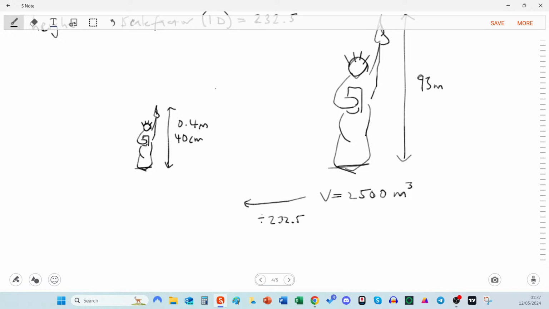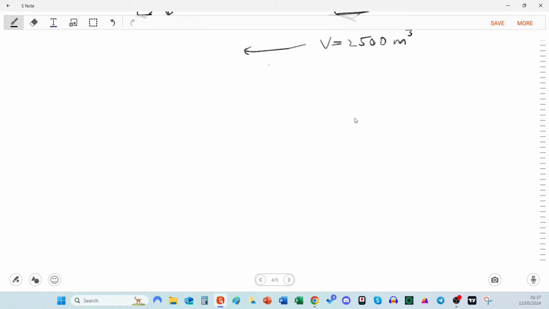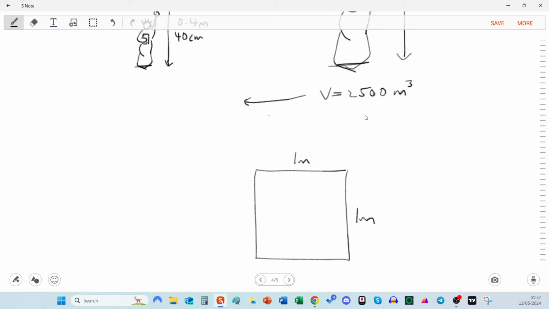So what's going on? Well, the principle can be seen quite simply. How do I put this? I'm going to do it in 2D. So if I have 1 meter by 1 meter. Is that the best way to do this?